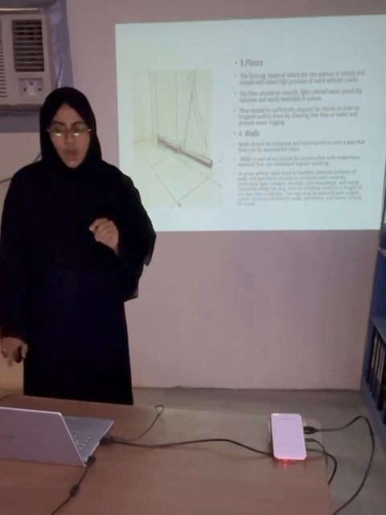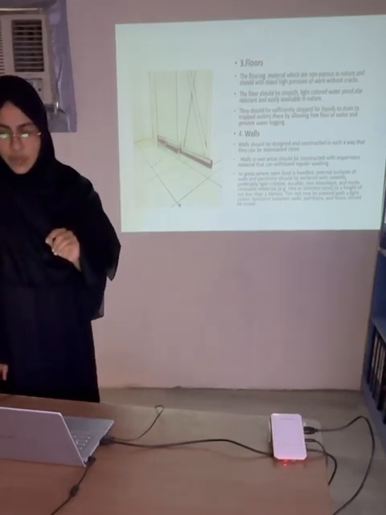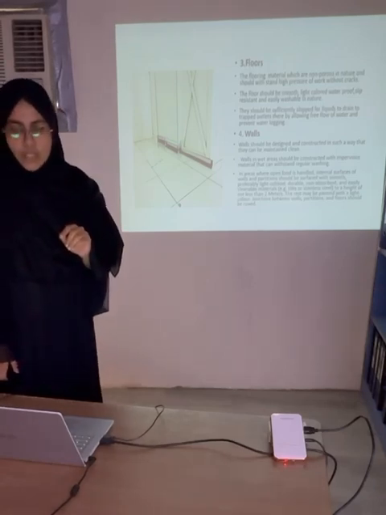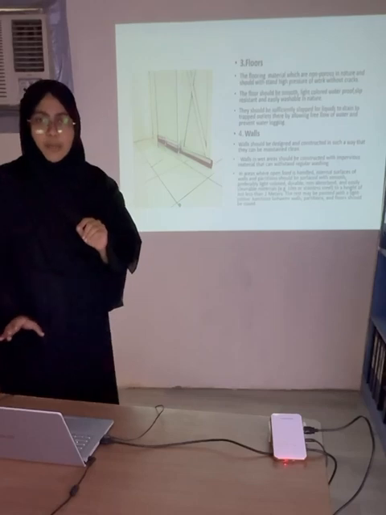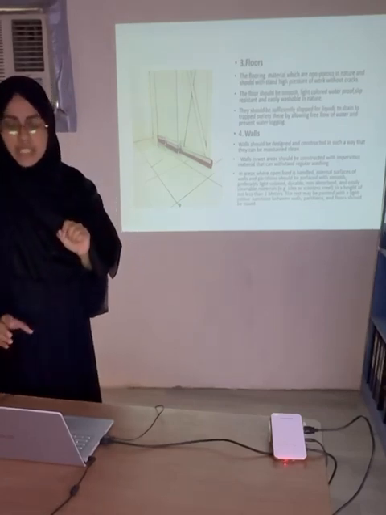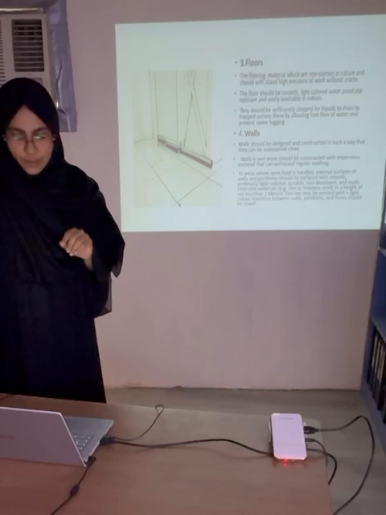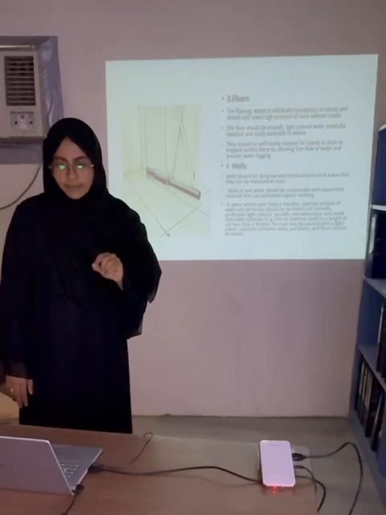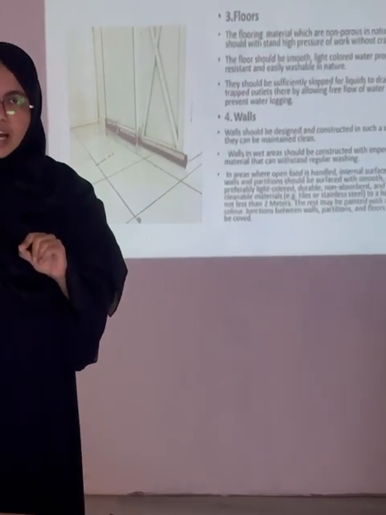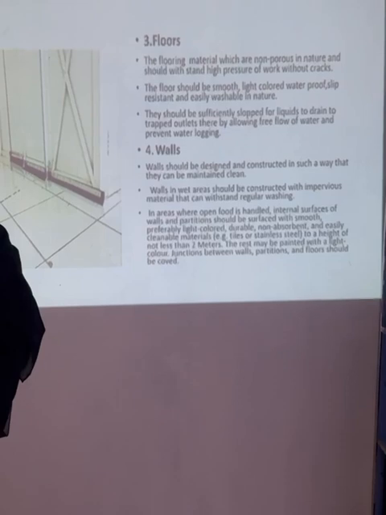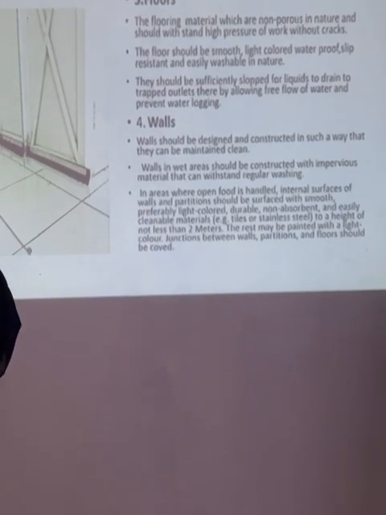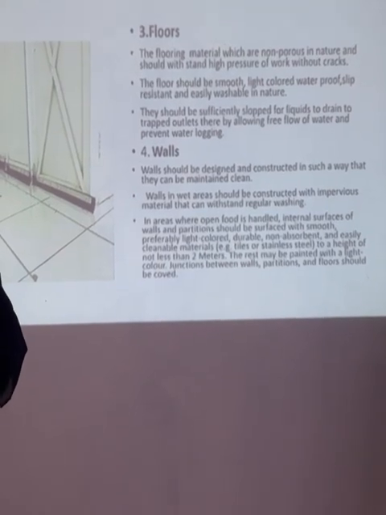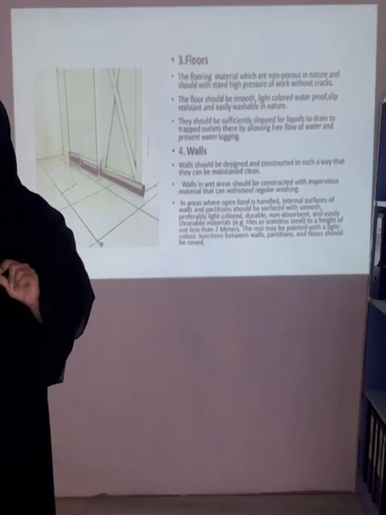Next is walls. Walls should be designed and constructed in such a way that they can be maintained properly, and it should be easy to clean also. Walls in wet areas especially should be made of impervious material, which can withstand cleaning as well as regular washing. And in areas where food is handled, like the preparation area, the walls can be made up of partitions. At a minimum height of 2 meters we can maintain the partition, and the remaining can be made of tile material which can be easily cleaned.